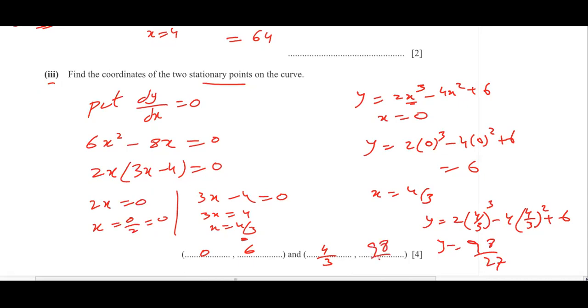You can say that these are our two stationary points that are lying on this curve. We found these two stationary points. So always for finding the stationary points, simply you have to put the derivative equal to 0 and find the values of x. These values of x, put in the original equation. You will get the values of y. So that will give you the stationary points.